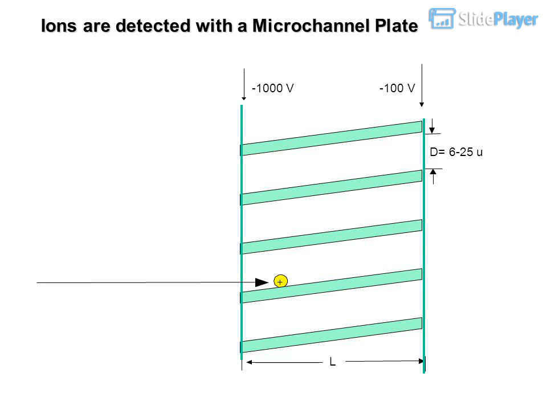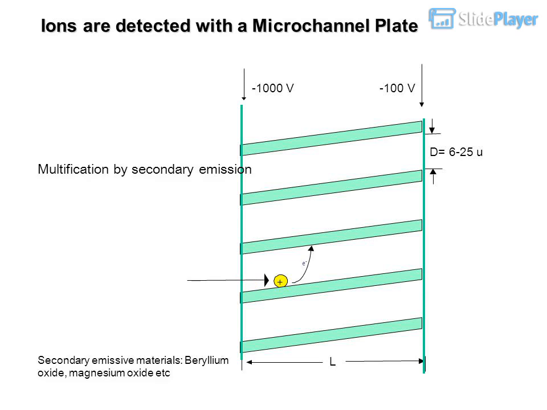Ions are detected with a microchannel plate. Minus 1000 V, minus 100 V. D equals 6 to 25 micrometers. Multiplication by secondary emission. Secondary emissive materials: beryllium oxide, magnesium oxide, etc.